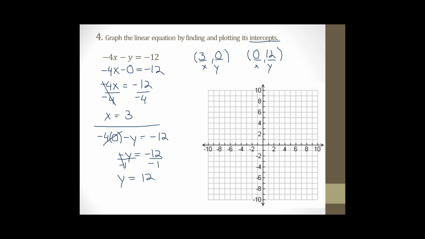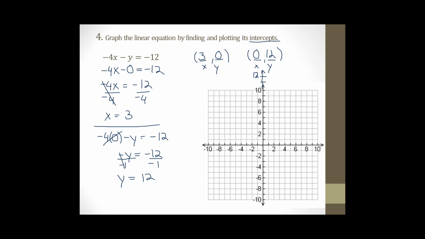Now plotting those points on my coordinate system, I'm seeing I did not make my y-axis long enough, but in your test, for this particular question, you will have multiple choice. So one of the 4 choices will have the correct graph. So I'm going to add 2 lines here to make it all the way up to 12.